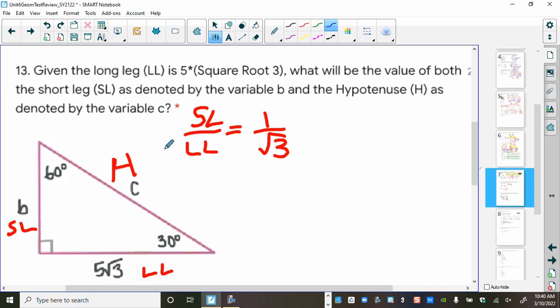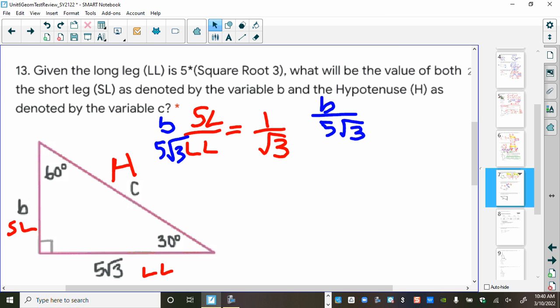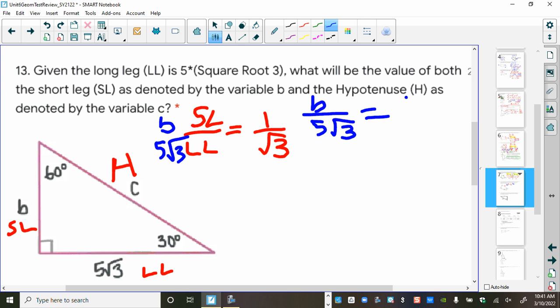Because we have long leg is 5 square root of 3. And then what's the short leg? What letter's our short leg? B. So we have B over 5 square root of 3. Actually, I should write it. I'm going to write that all over here, because we're going to need more room. Equals 1 over square root of 3.